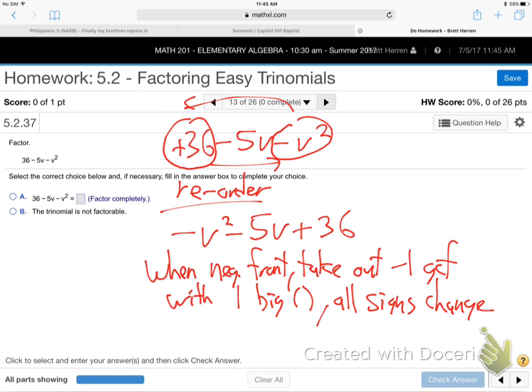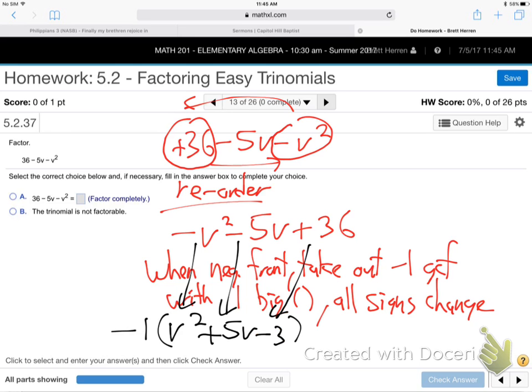So first off, we reorder. And then we notice, hey, we got a negative in the front. Well, when you got a negative in the front, you've got to do a step where you do a -1 with one big parenthesis, and all the signs will change. So negative v squared becomes v squared. Negative 5v becomes plus 5v. Plus 36 becomes minus 36. Like that. So far, so good. Do you see what happened there?